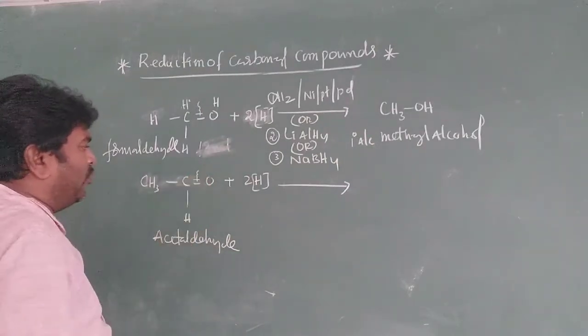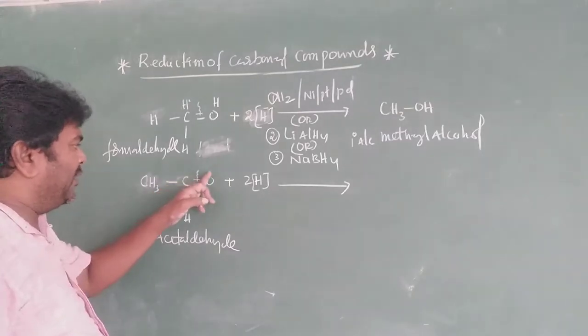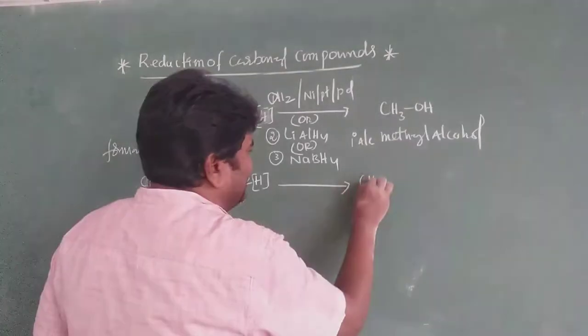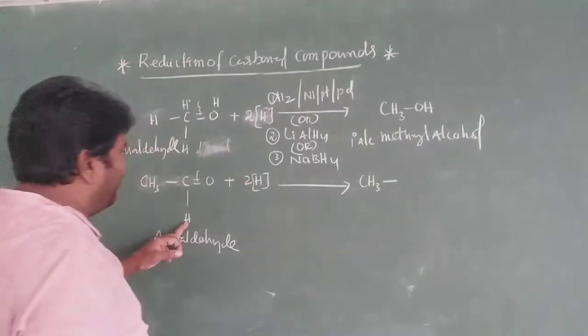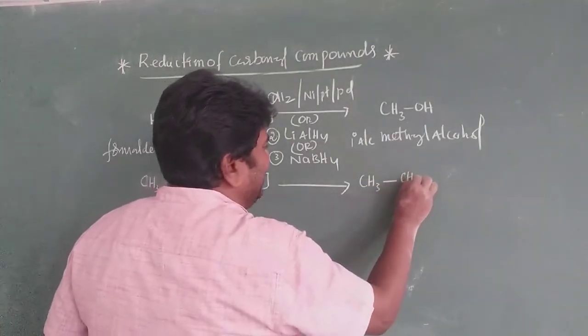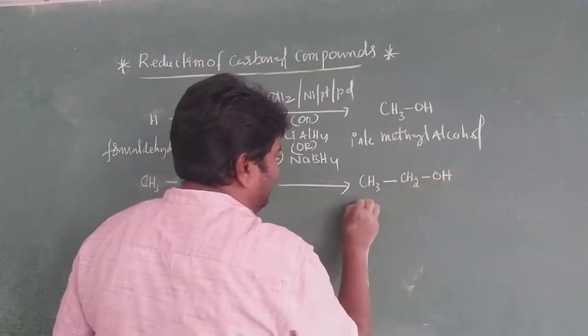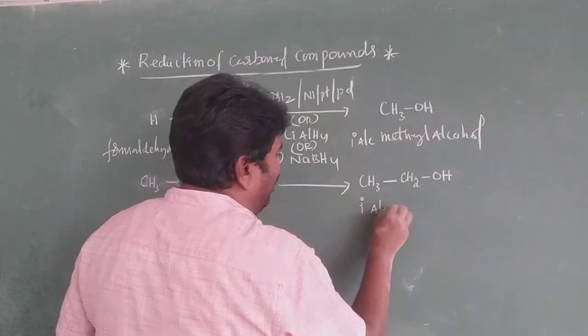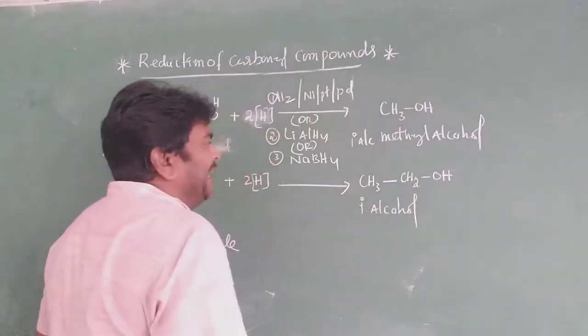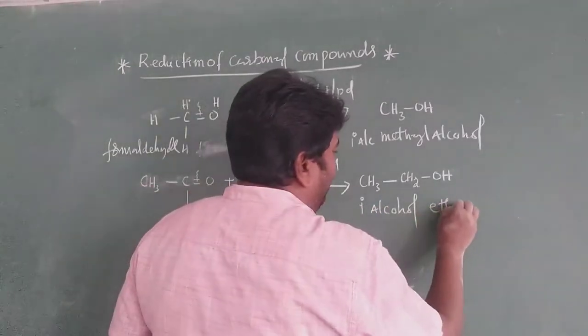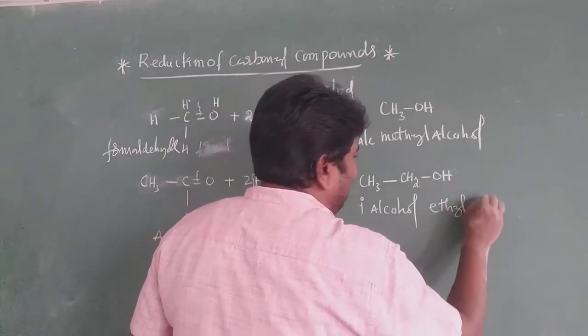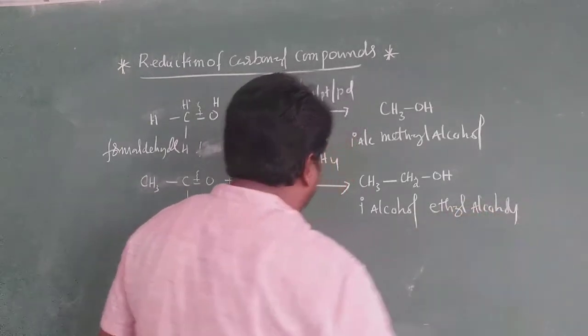Here bond breaking. What happened here? Here one hydrogen. You will get CH3. Already one hydrogen is there. That is CH2OH. It is also a primary alcohol. It is ethyl alcohol. It is very important, my dear students.